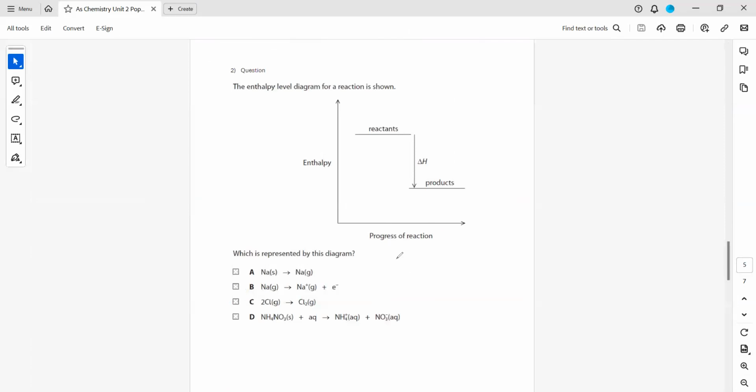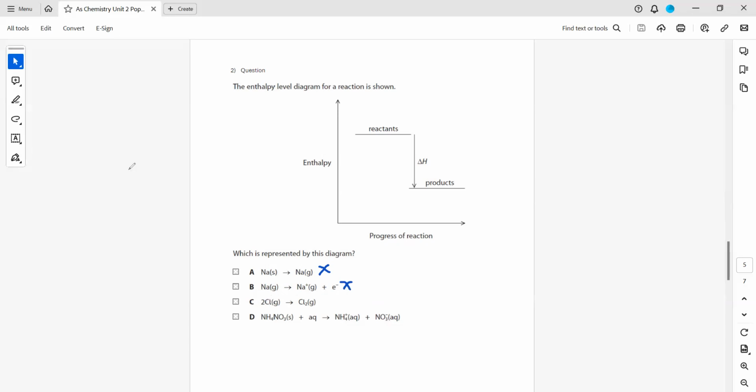So which change is exothermic? When a sodium solid converts into gas, this will be endothermic because we have to supply energy to convert the solid into a gas. If we have a sodium atom and we want to remove electrons, we have to provide energy to convert the sodium atom into an ion. So this will also be endothermic.